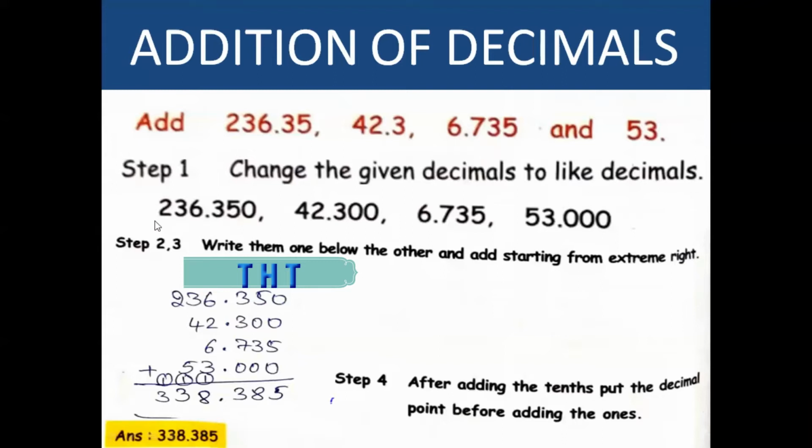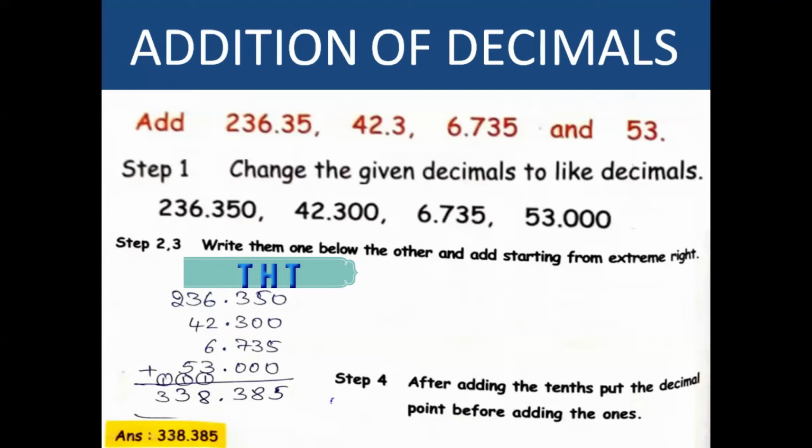Now see, 236.350. Next, 42.300. We are adding 2 zeros here. Next, 6.735. We don't want to add any zeros. We already have 3 decimal digits. 53 point. We don't have any digits, so we have to add 0, 0, 0.